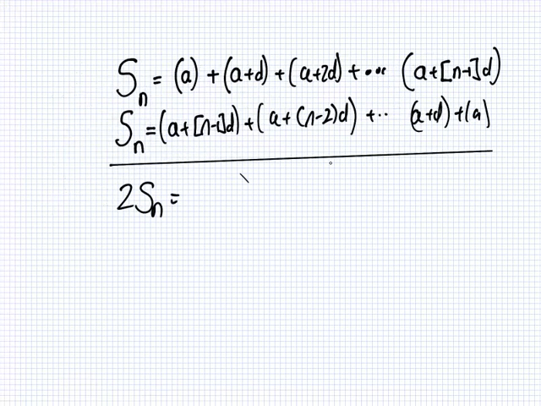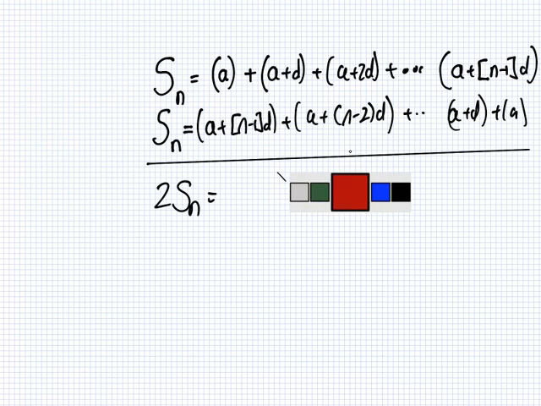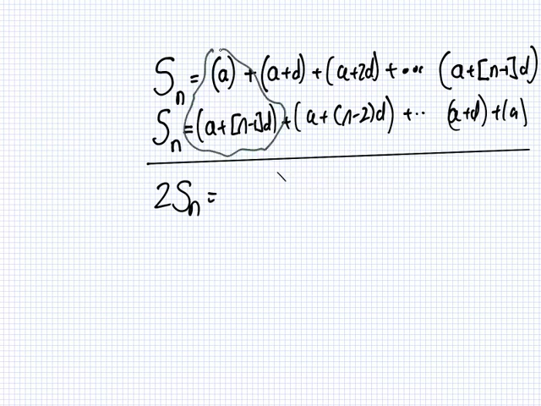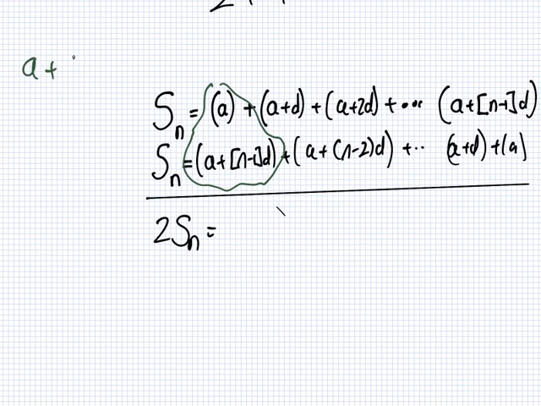Now, something interesting happens here. Let's look at adding these two together first. So you have A plus nD minus D. Is that right? A plus nD minus D. Yeah. Which is 2A plus n minus 1 D.